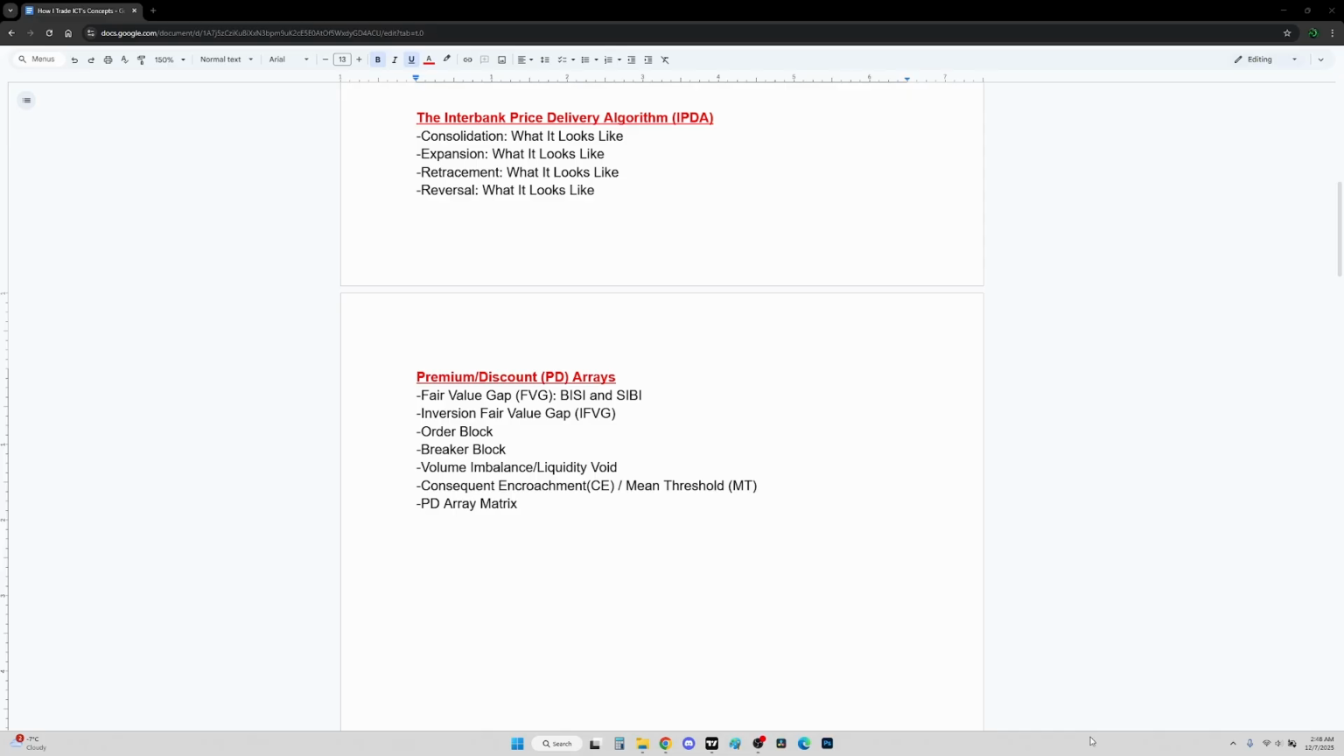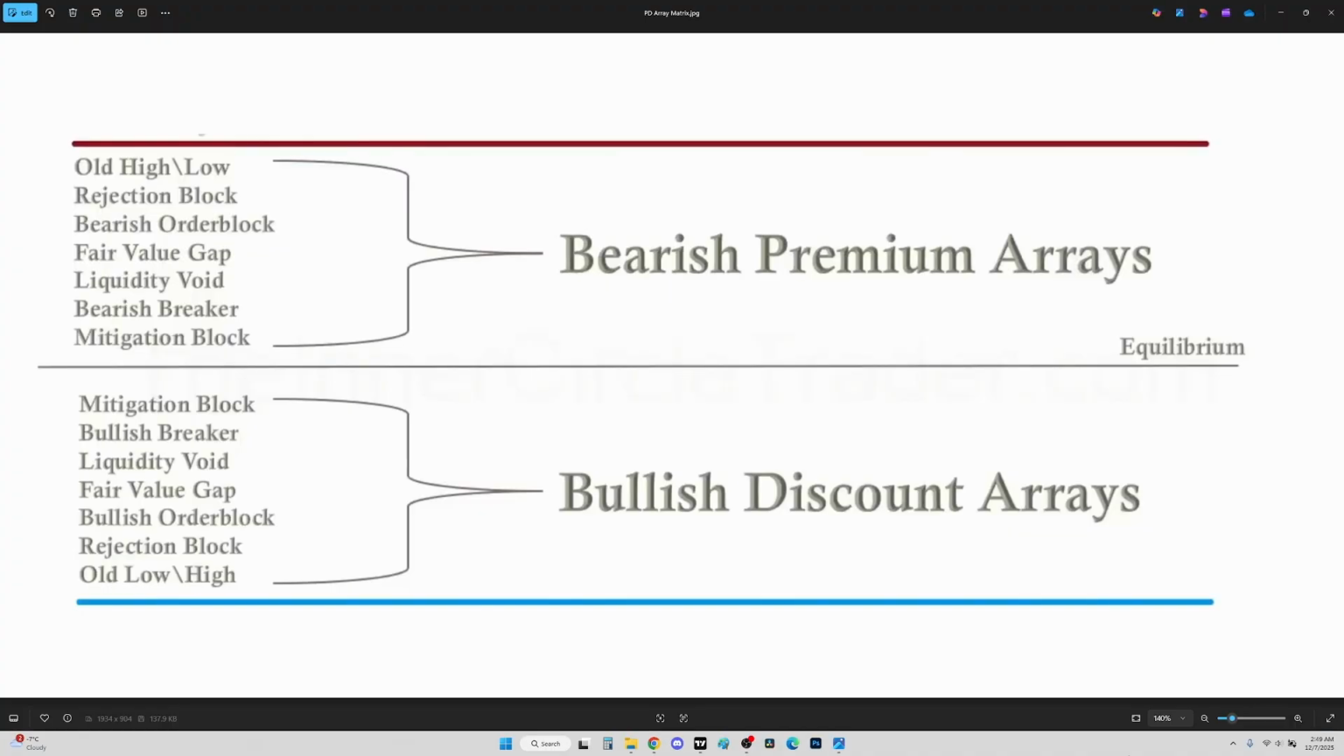Okay, so the last thing is the PD array matrix. If you look at this, this is talking about the range in which you're looking to trade, right? So we have premium, or the top 50% of the range, and then we have discount, which is the bottom 50% of the range. Equilibrium is what we call the halfway point of the range that we are looking to trade in. This is how you would look at the PD arrays when you're looking to take a trade.